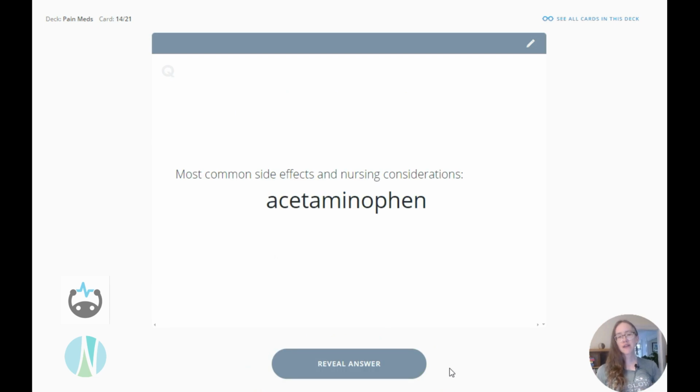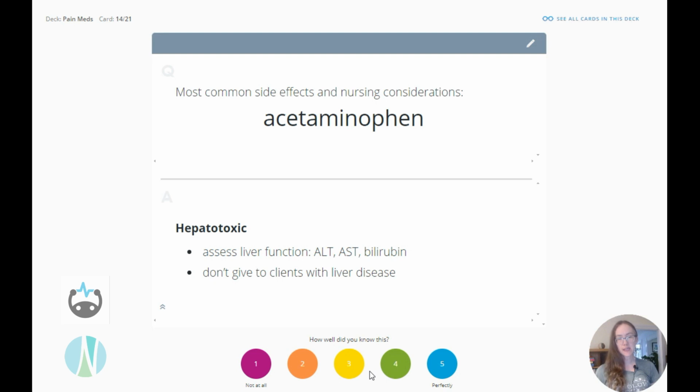So the most common side effects and nursing considerations for acetaminophen are different than the NSAIDs. So these are more likely to be hepatotoxic, so bad for the liver. Assess the liver function, those ALT, AST, and bilirubin labs, the liver labs, and then definitely do not give to clients who have liver disease, like hepatitis or cirrhosis.